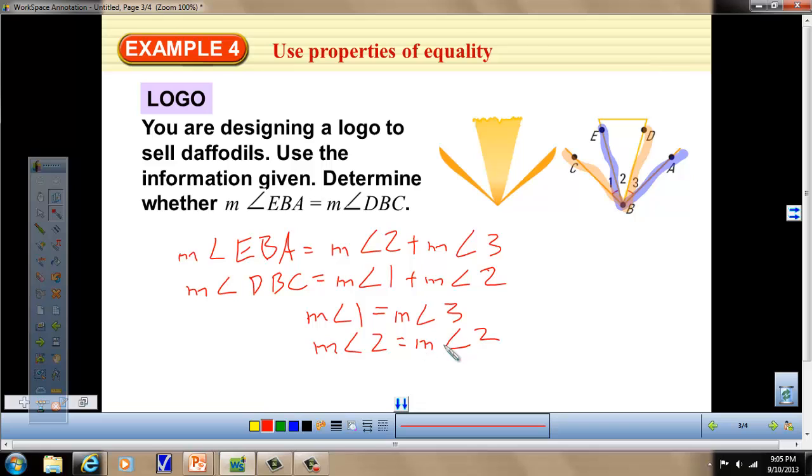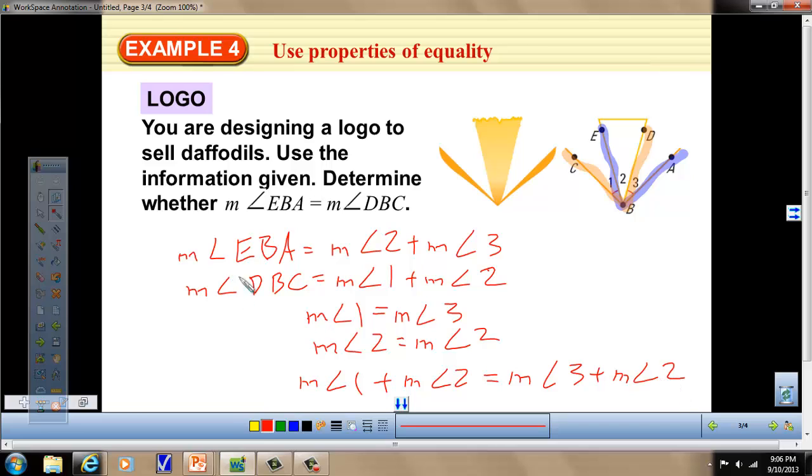So we would do these things first, because it's given to us, and the second one because of the reflexive property. Then what we can do is state that 1 and 2 is equal to 2 and 3. Once we do that, we can add the measure of angle 2 to both sides, and we get the measure of angle 1 plus the measure of angle 2 is equal to the measure of angle 3 plus the measure of angle 2. So in other words, we just added 2 to both sides.